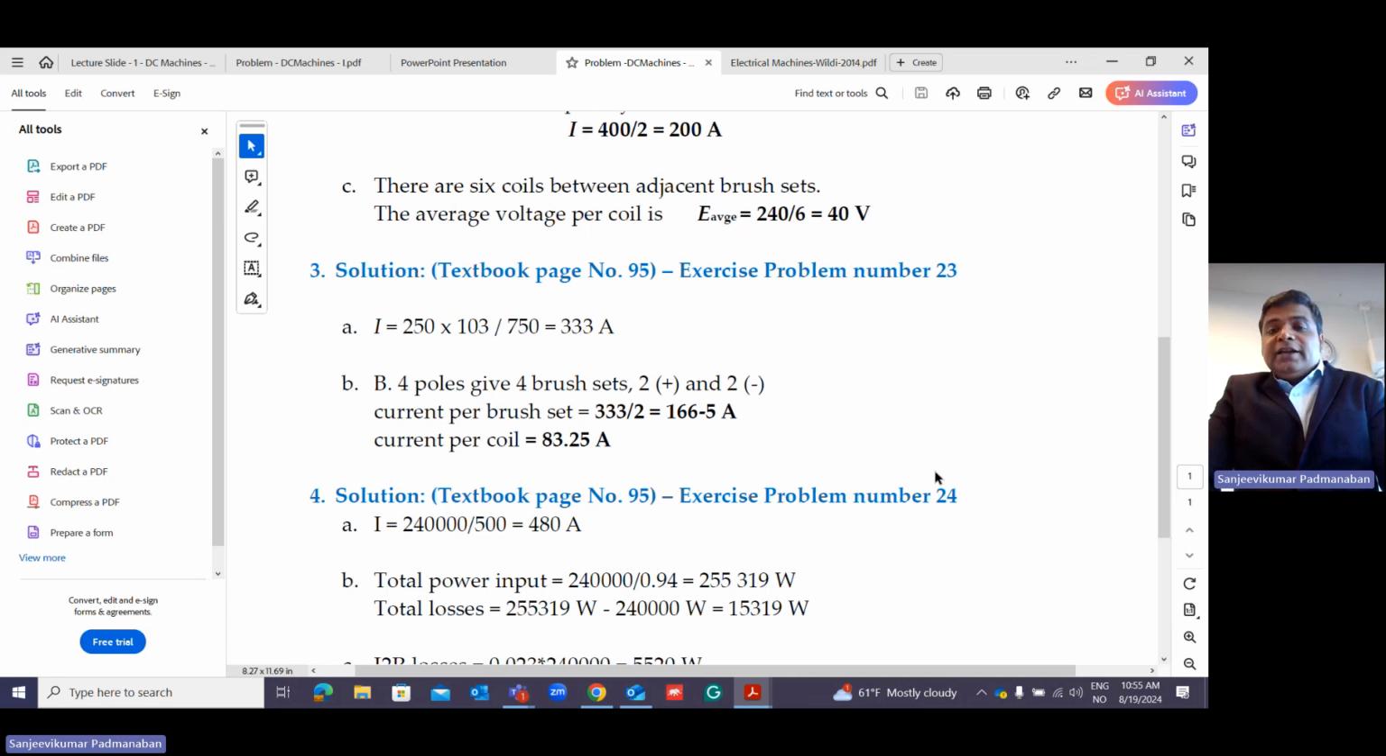So to calculate the current through your coil, it is the total armature current, 333, divided by the number of brushes, not the number of brush sets. The number of brushes is 4. Divided by 4, you get the current through the conductor. Why am I saying that? All these are connected to one set of brush, and I want to find the current through the conductor. So I should divide by the number of brushes, not the brush pairs. I should not combine the brush plus and minus. I should find it for individual coils. So 333 divided by 4.